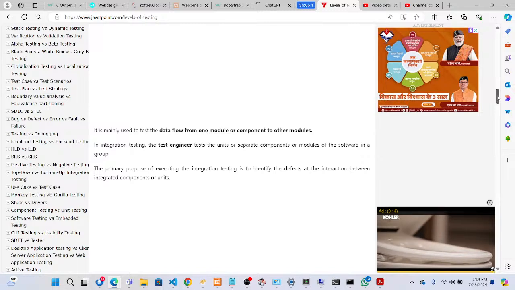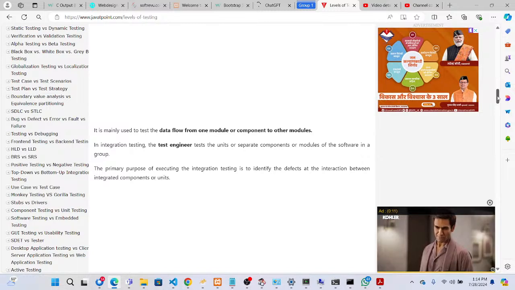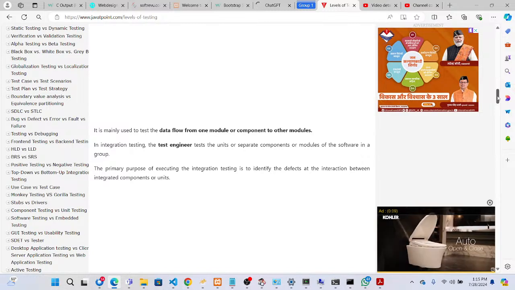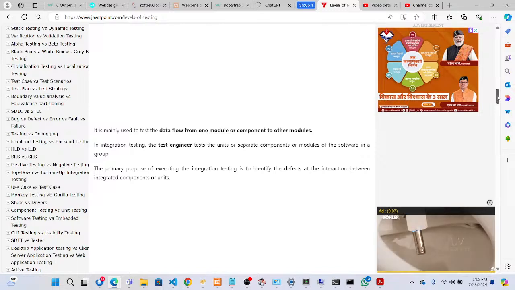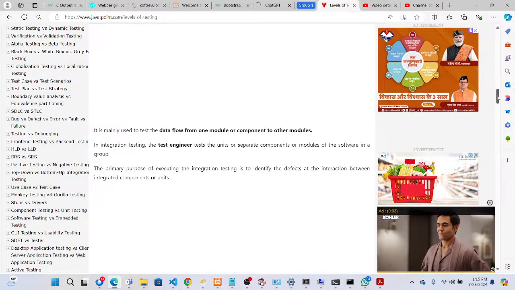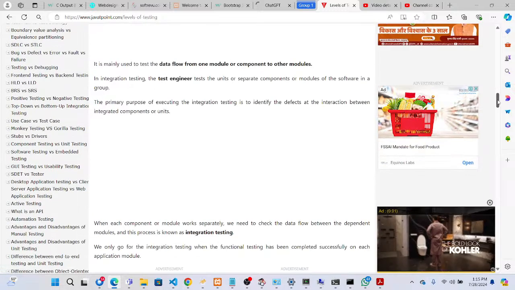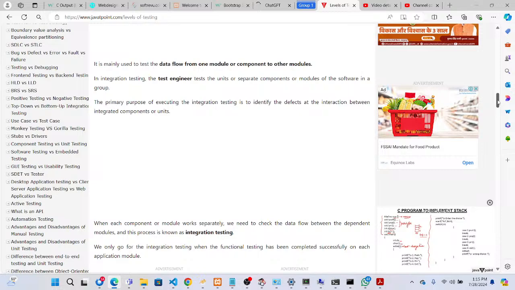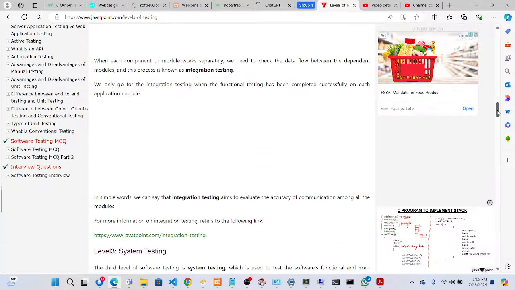For example, login from the web: whether you are able to send the user ID and password, whether it is reaching the server, and whether the password is reaching it in encrypted mode or not. Then internally, whether it is connecting to the database and validating, and if there is any two-step authentication, whether that particular integration is tested properly. This is done here.